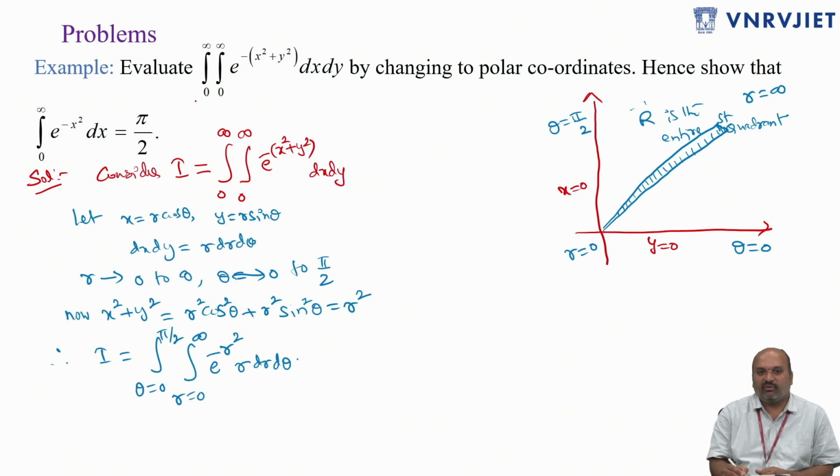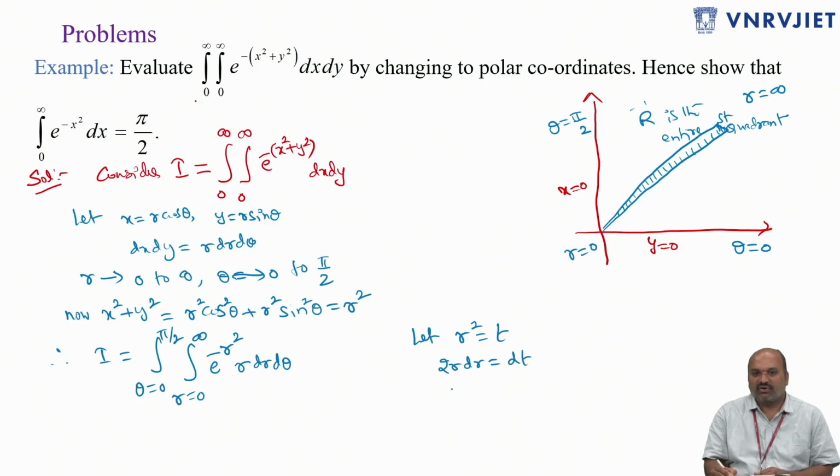Now, how do we evaluate this first with respect to r? Let's make a substitution. Let r square equal t. Then differentiating on both sides, 2r dr equals dt. We just need r dr, and we have r dr here. Keep r dr and bring the 2 to the other side, so r dr equals dt by 2.